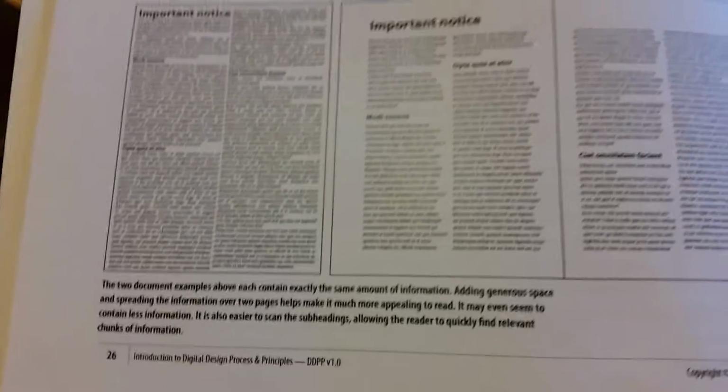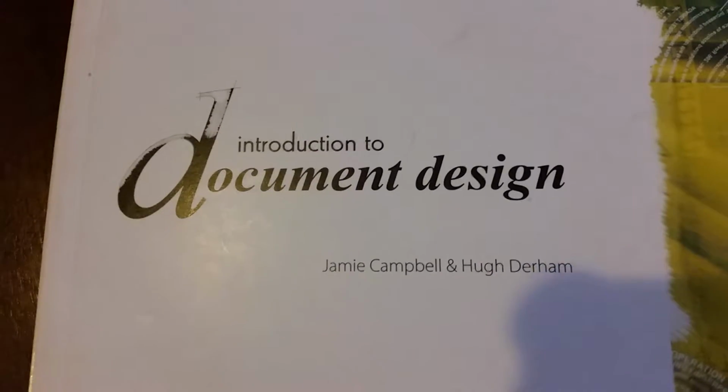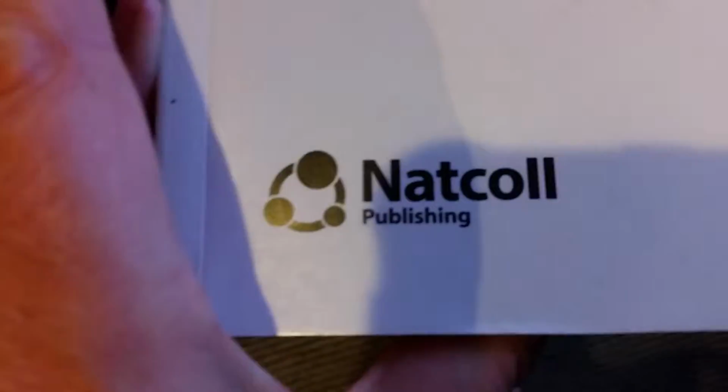And just a second, I'll see if there's any more in the other book about the use of space. Oh my goodness, there's a whole other page. Okay, this book here is called Introduction to Document Design. Jamie Campbell, isn't that who wrote the other one? Oh, look, same author. Okay, Jamie Campbell and Hugh Durnham, same publisher. I suspect the info is the same, but it might be worded slightly more simply.